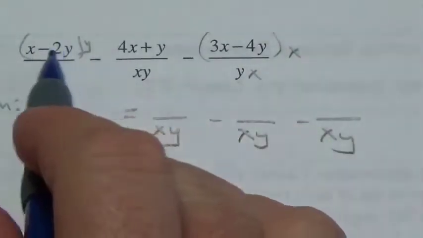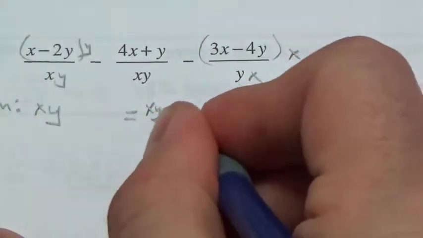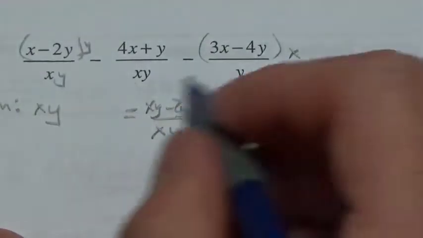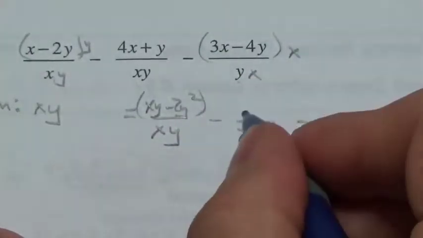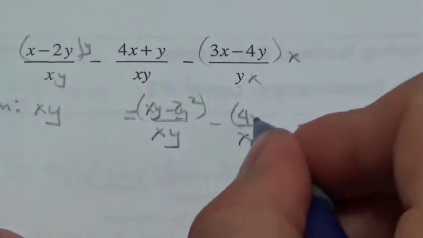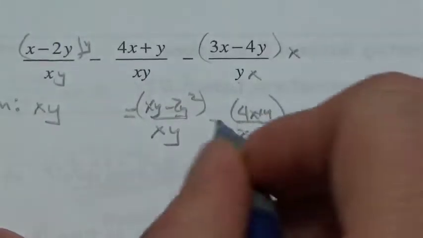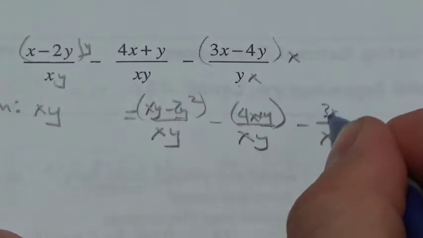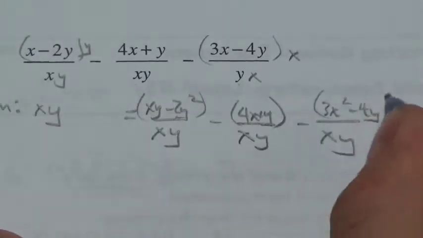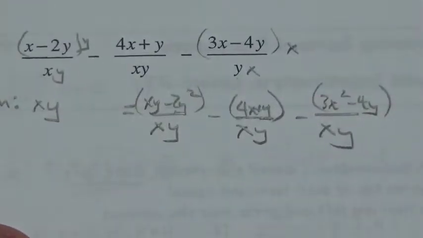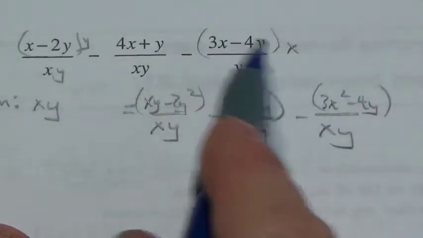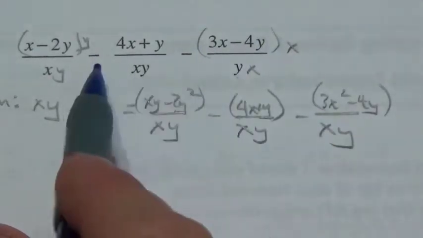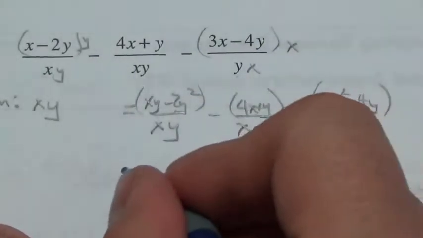So here, this will become xy minus 2y squared. I'm going to put that in parentheses. Minus, I didn't have to do anything to the second one, but I'm going to put that in parentheses as well. And then here, minus 3x squared minus 4y, and again, I'll put that in parentheses. So I'm just distributing those factors through, and the operations stay the same.